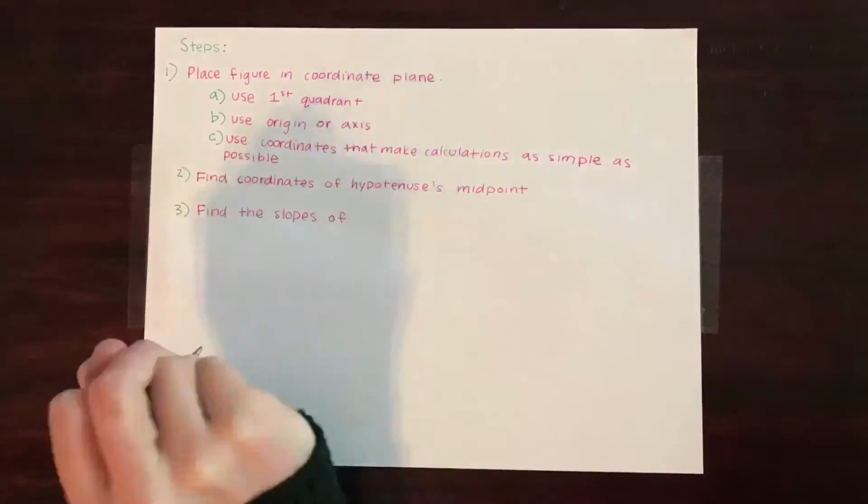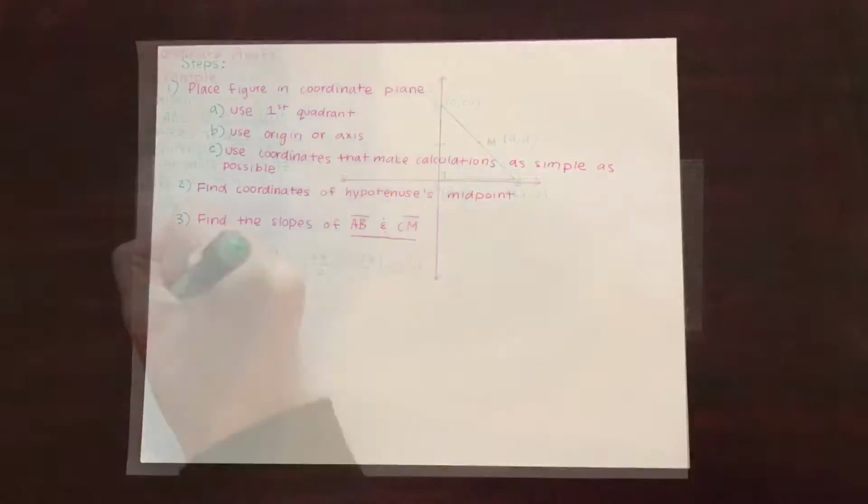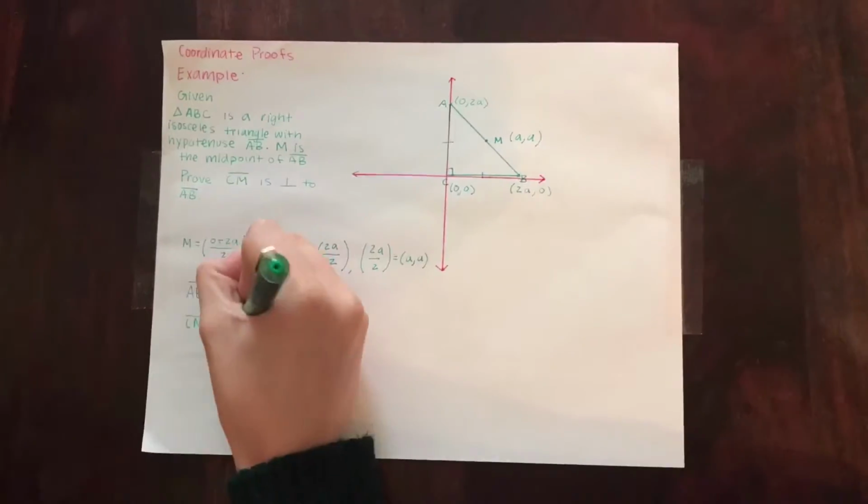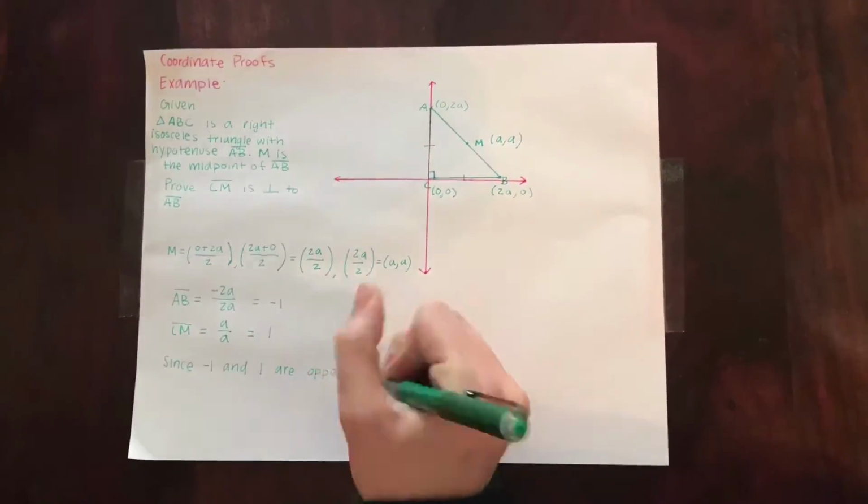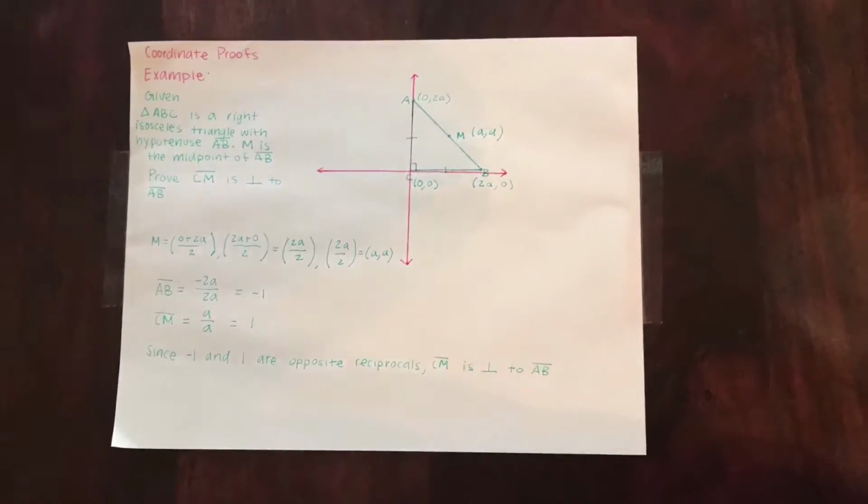Step 3. Find the slopes of AB and CM. We're using the slope formulas to find the slopes of AB and CM. Since -1 and 1 are opposite reciprocals, AB and CM are perpendicular.